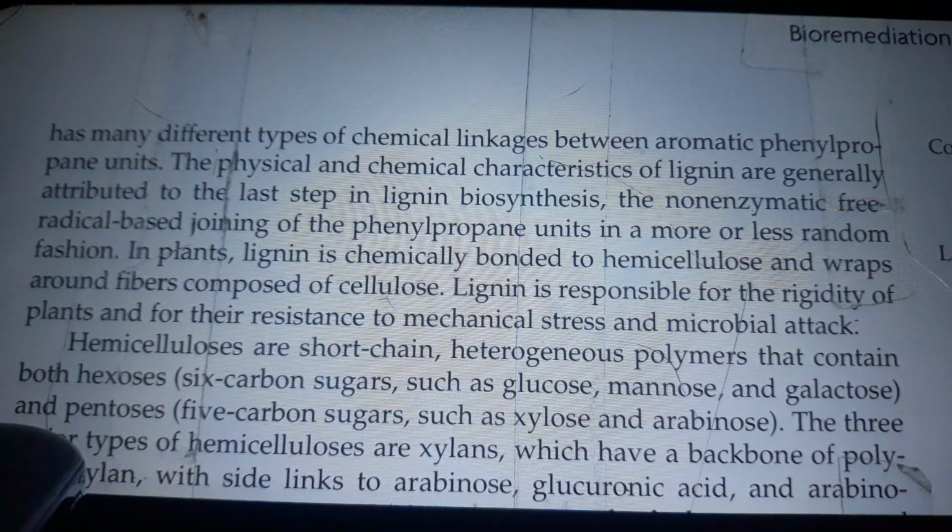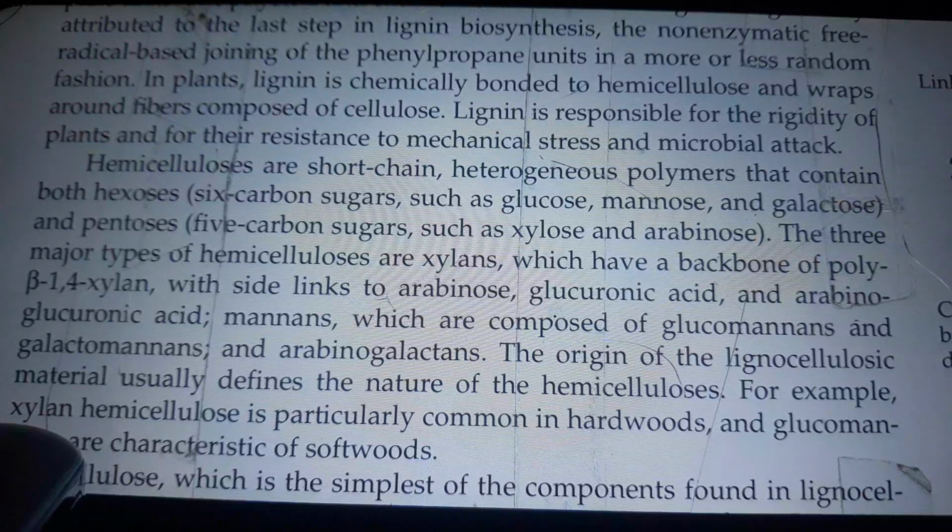There are many different types of chemical linkages between aromatic phenylpropane units. The physical and chemical characteristics of lignin are generally attributed to the last step in lignin biosynthesis, the non-enzymatic, free radical-based joining of the phenylpropane units in a more or less random fashion in plants. Lignin is chemically bonded to the hemicellulose and wraps around fibers composed of cellulose. Lignin is responsible for the rigidity of plants and for the resistance to mechanical stress and microbial attack.